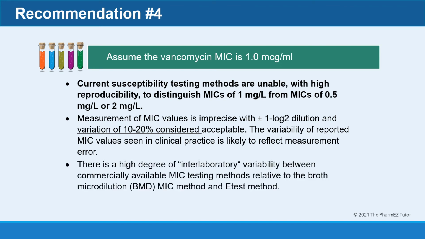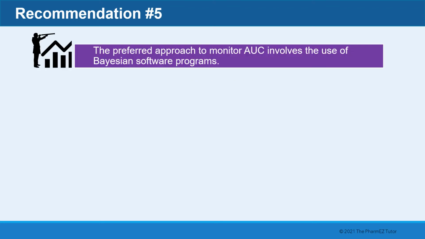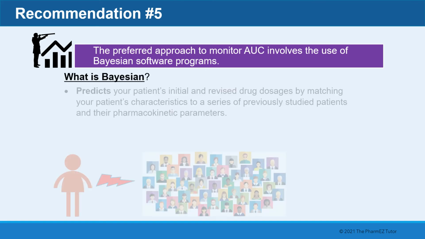There's a high degree of interlaboratory variability also between commercially available MIC testing methods relative to the broth microdilution MIC method and e-test method. The final recommendation states that the preferred approach to monitor AUC involves the use of Bayesian software programs. So what is Bayesian?